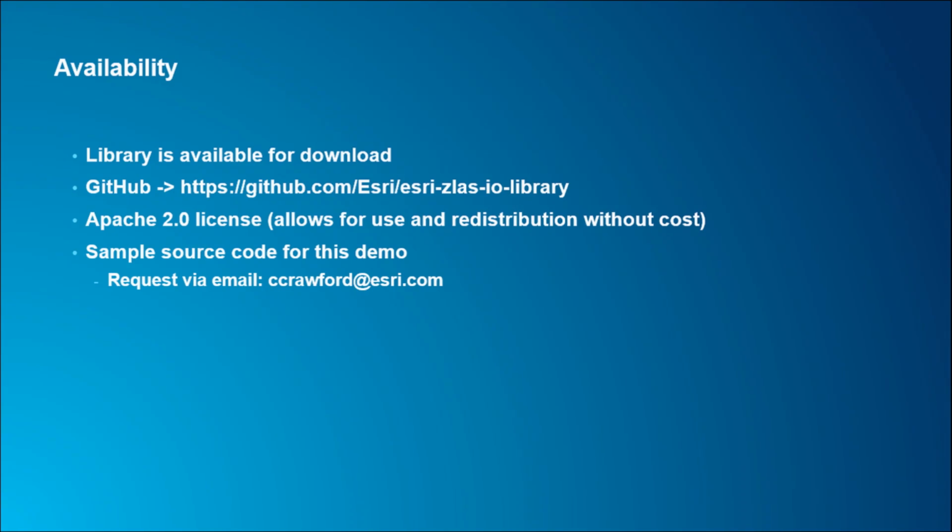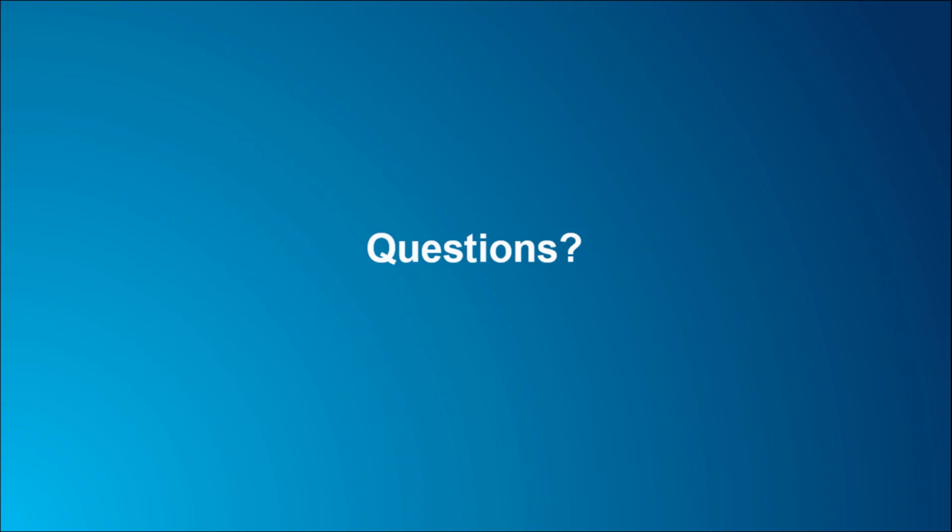Availability on GitHub. I've listed the path here. You go to this location, you can find the IO library, download it. It's a very easygoing license. No problem using that. And this specific code that I have running through that demo, I'm happy to share it with you. If you would just send me an email, I'd be happy to send it right back to you. So with that, I'd like to open it up to any questions that you might have.